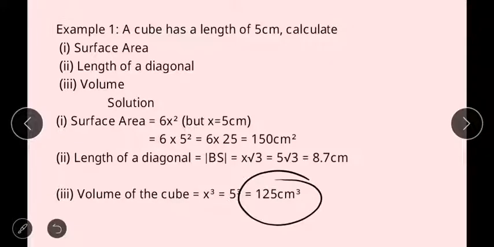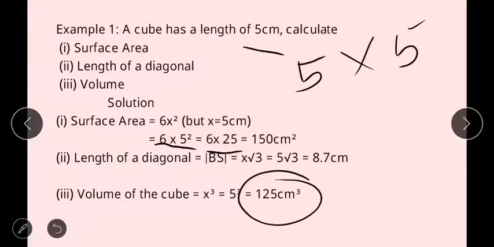So we have an example to test our understanding. The example says a cube has a length of 5 centimeters, and we are told to calculate its surface area, its length of a diagonal, and its volume. First, surface area is 6x squared. Putting 5 in place of x, would give you 6 times 5 squared. 5 squared means 5 times 5, and that gives us 6 times 25. And the final answer to be 150 centimeter square. Don't forget to put your unit.